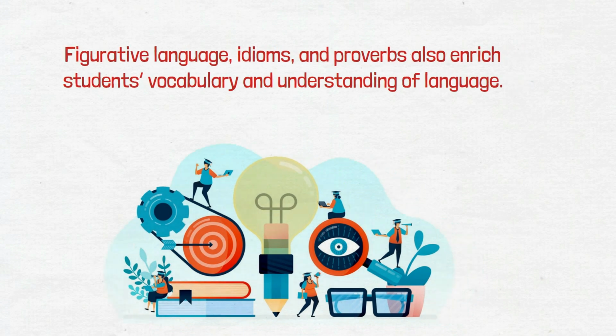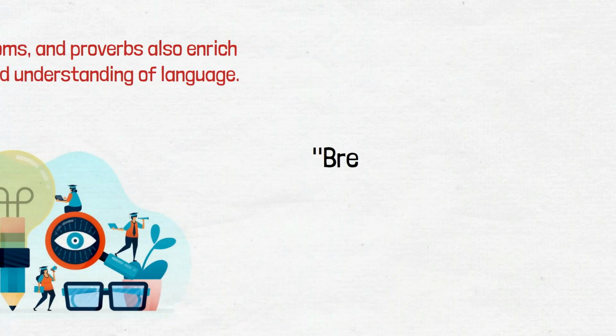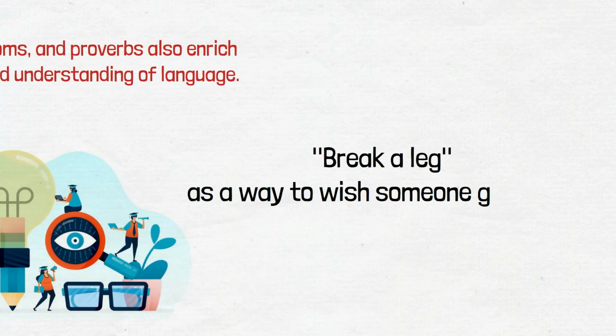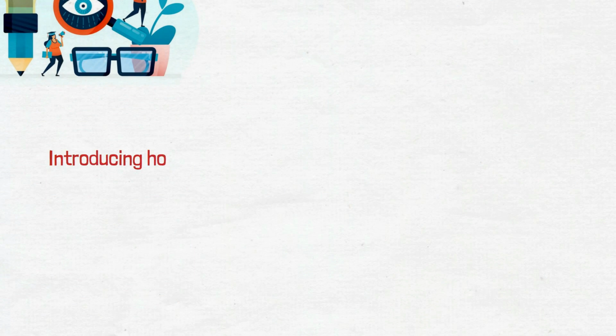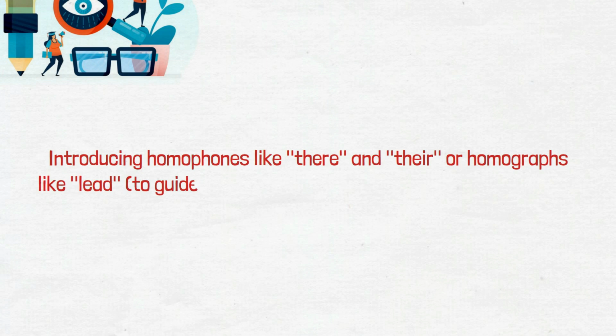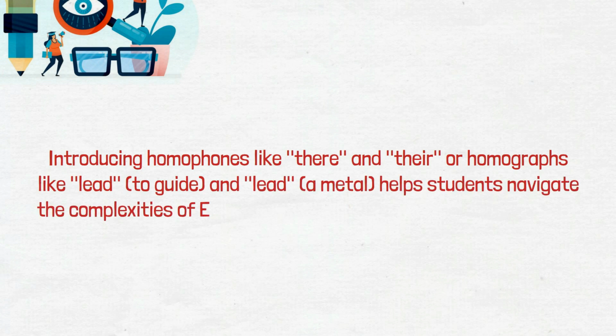For example, explaining the idiom "break a leg" as a way to wish someone good luck teaches students about the flexibility and creativity of language. Similarly, introducing homophones like there and their, or homographs like lead, to guide, and lead, a metal, helps students navigate the complexities of English and avoid common misunderstandings.